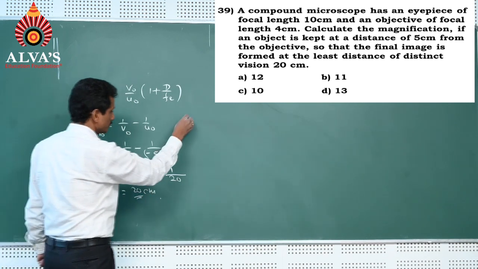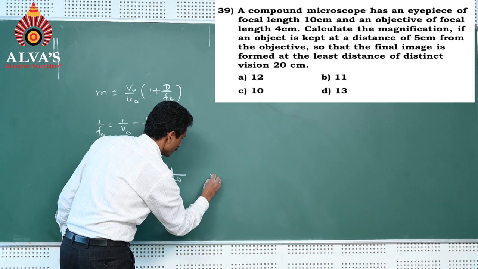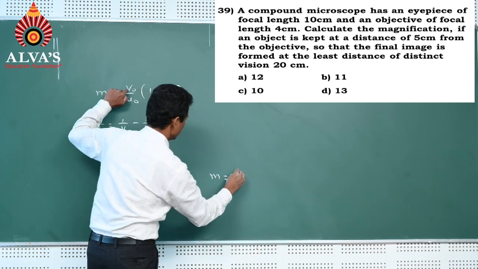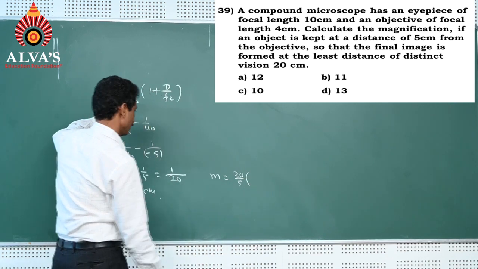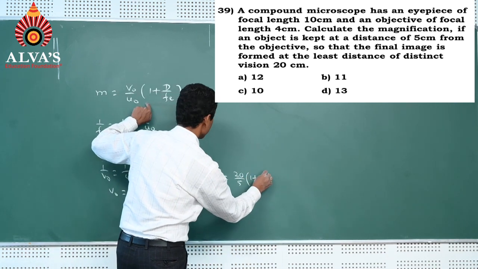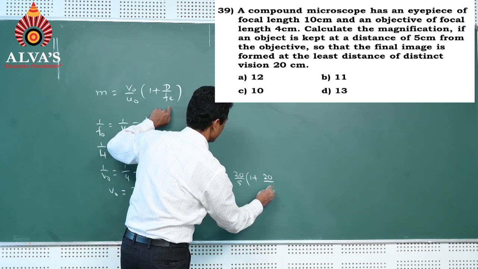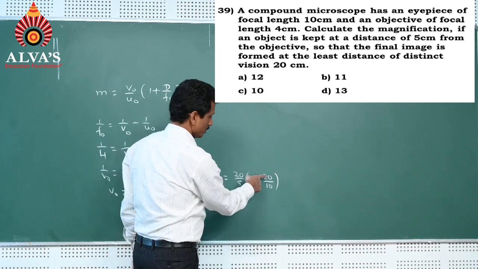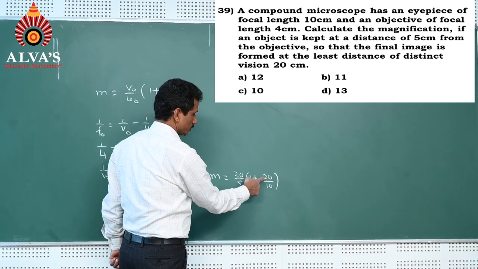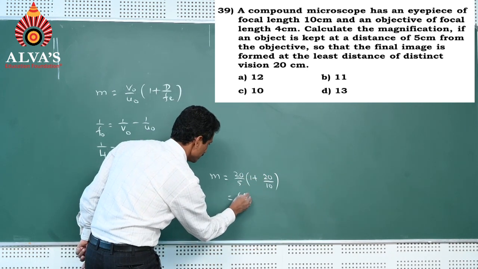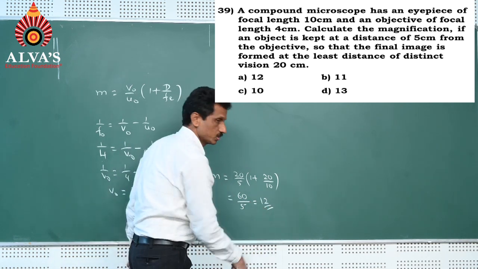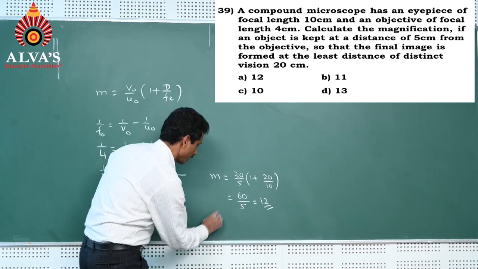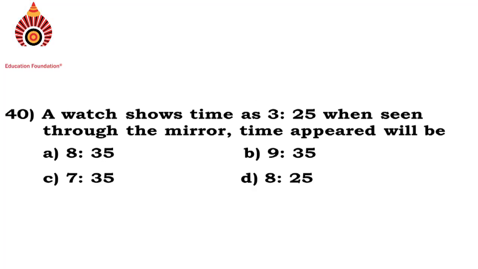Substituting for magnification, M is V naught 20 divided by U naught 5, then 1 plus D 20 divided by Fe, which is given as 10. 1 plus 2 is 3, 60 by 5 is 12. Therefore, the answer is A. Okay, let me take the last question of this session.